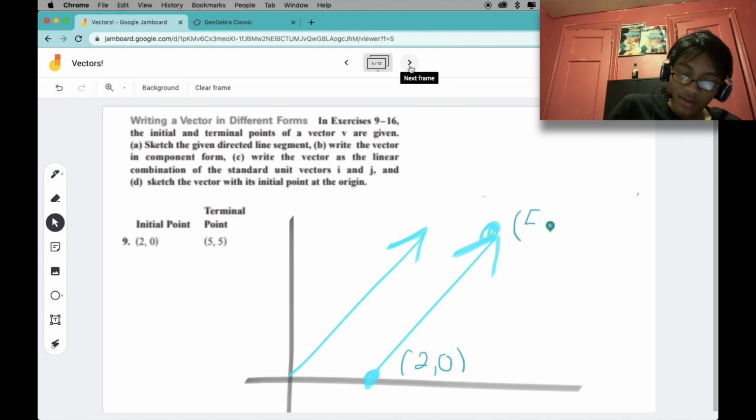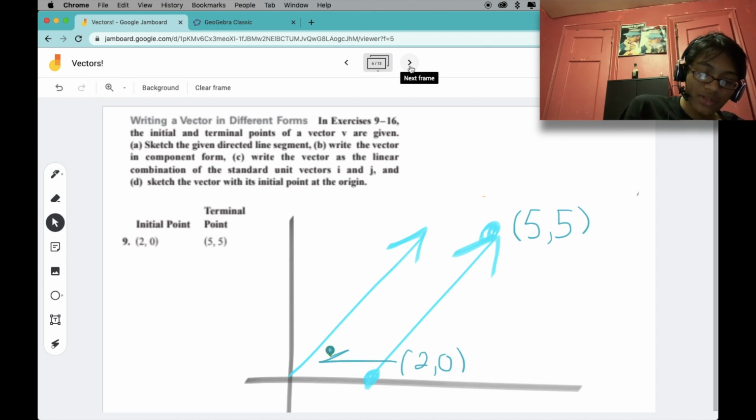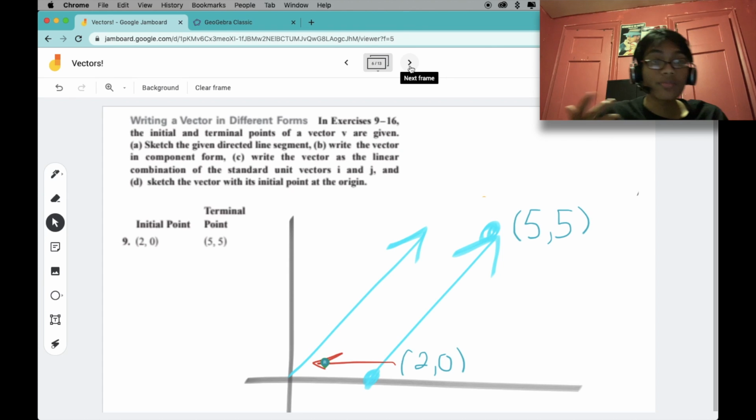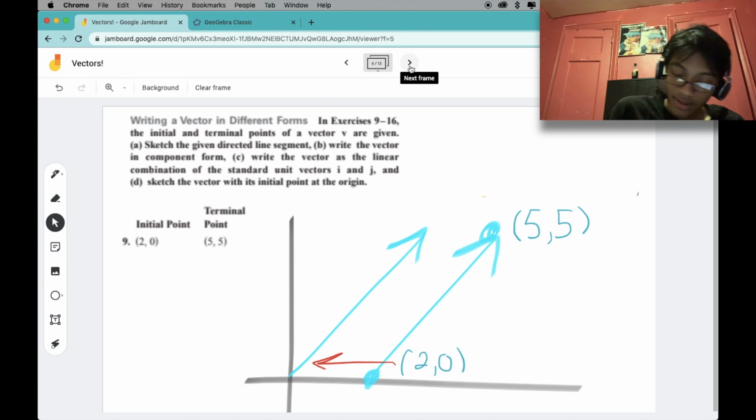And so, if I shift it over to the origin, what am I really doing? Well, I'm subtracting. I'm subtracting what from what? Well, I'm subtracting these components. So if I go ahead and subtract these 2 x components, what's that gonna give me?